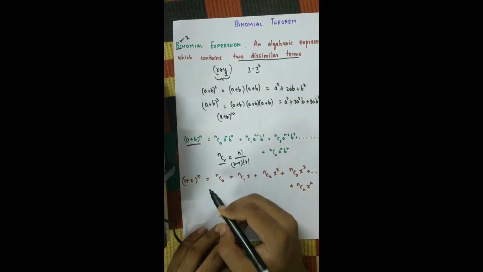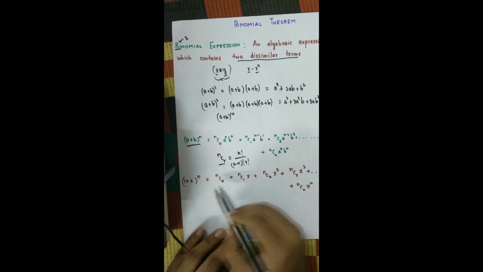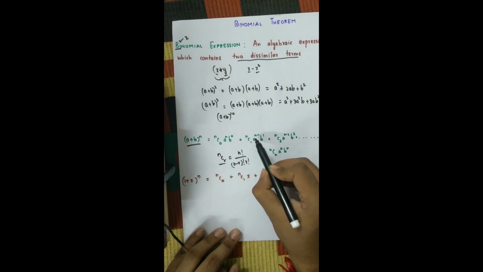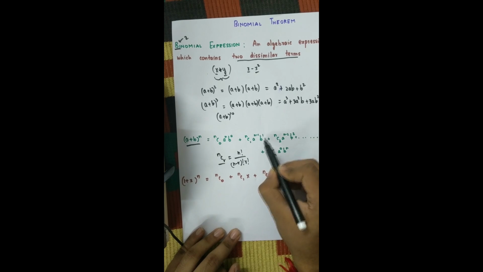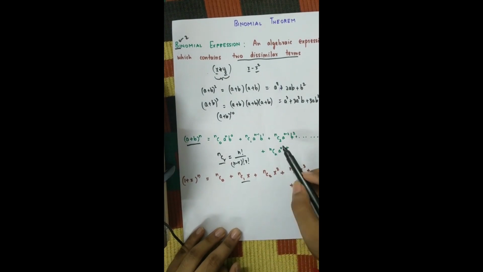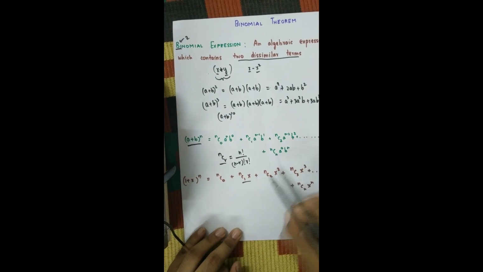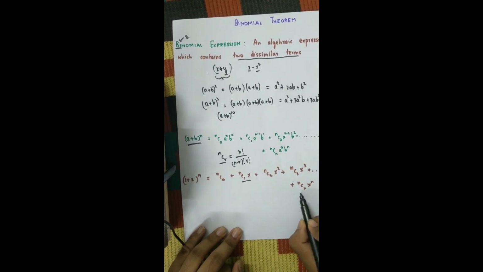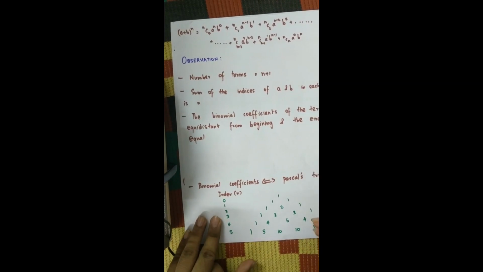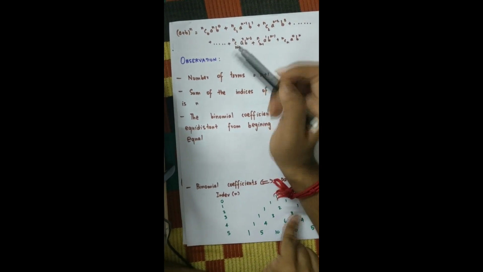Now if we substitute the value of a to be 1 and b to be x, we get nC0 plus nC1 into 1 power n minus 1 into x power 1, that is nC1 into x, plus nC2 into 1 power n minus 2 into x squared, that is nothing but nC2 into x squared, and so on till nCn into x power n. So now that we know the expansion, let's observe certain things.